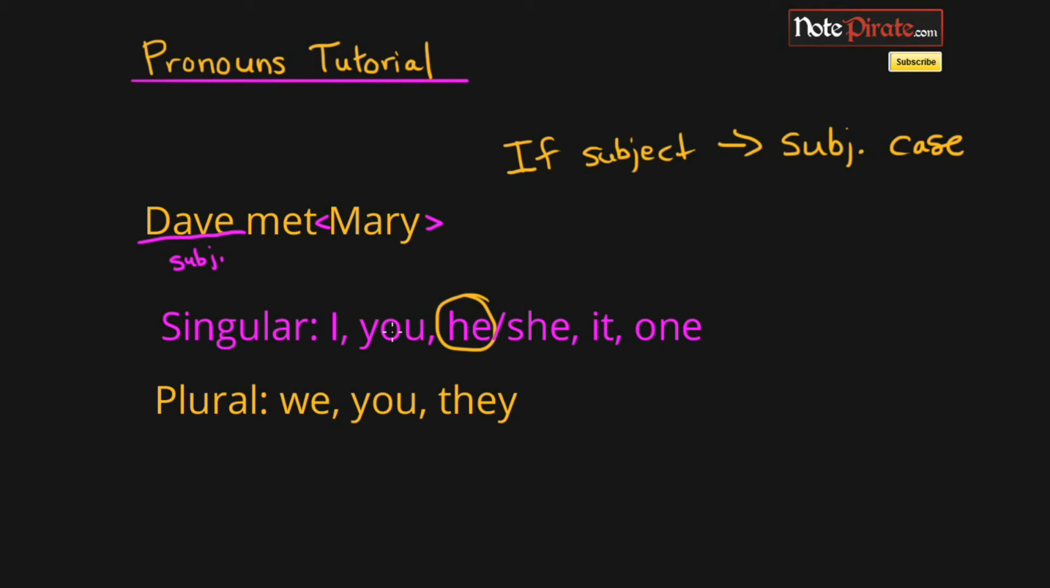But the Mary pronoun is doing something different here. It is working as the object. Now, a good rule of thumb for finding the object is to ask what. The object is to what or to whom the action of the verb is being done. So here we would ask what or who. Who did Dave meet? Dave met Mary. So let's look at the object case and see what pronoun we can use to replace Mary.